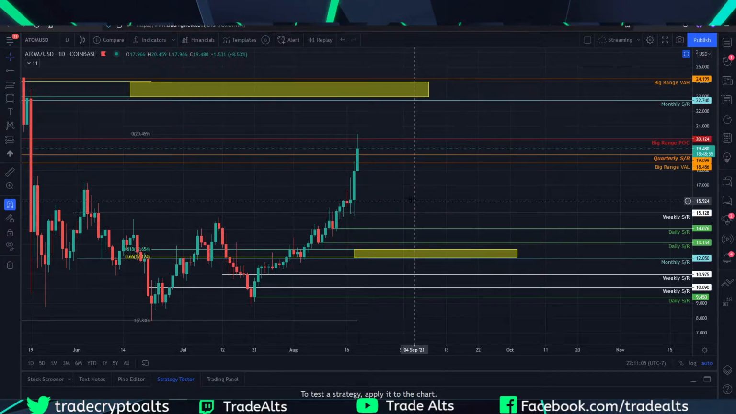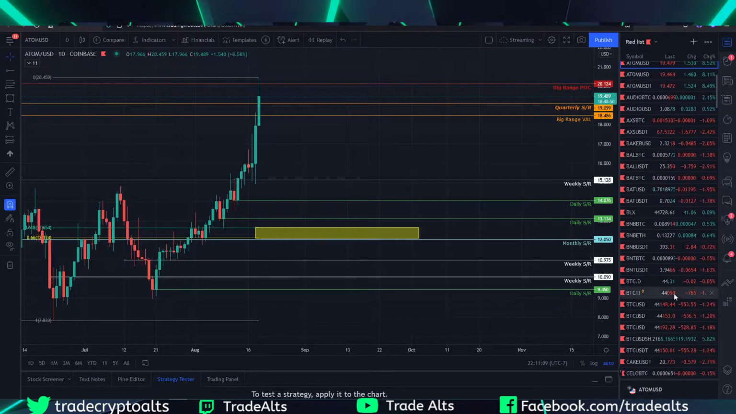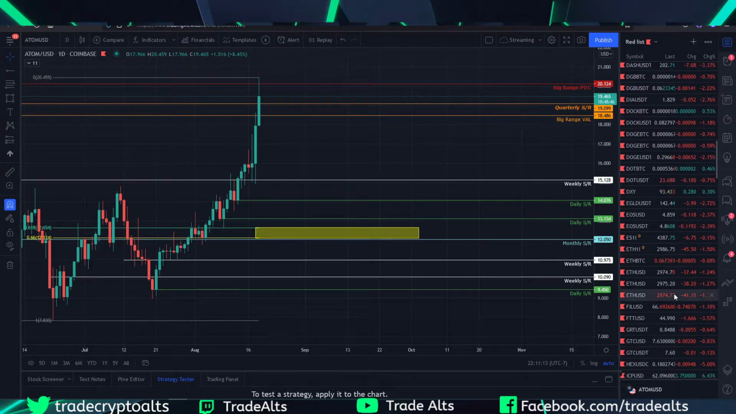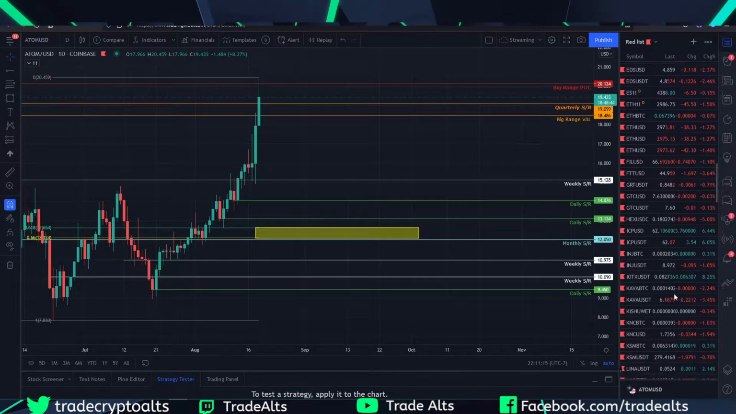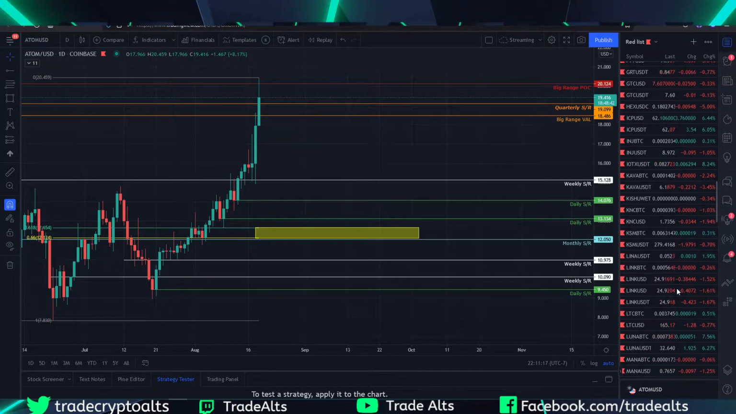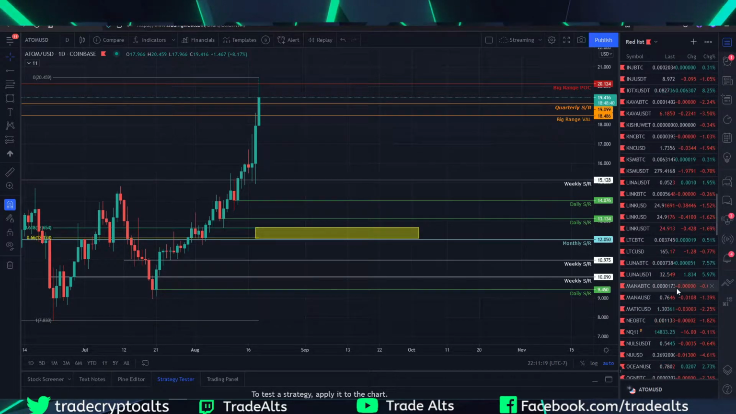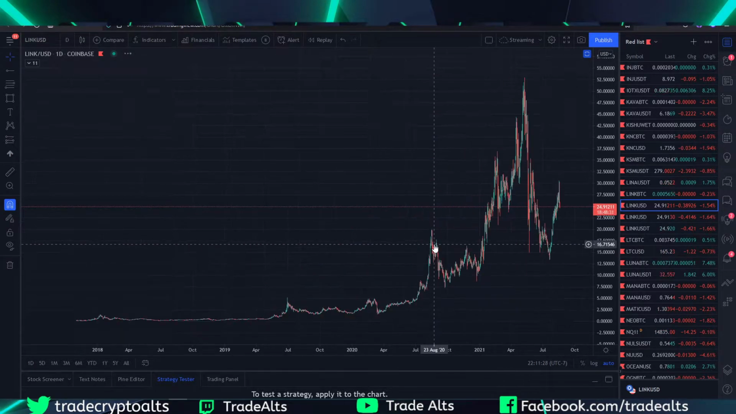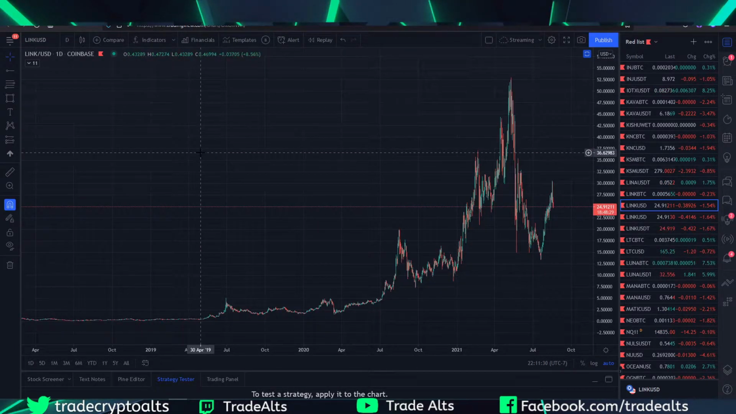I spent a lot of time talking about it, but I thought it was important, again, to break down levels. So let's get into a different chart. Let's just pick one I haven't seen in a really long time. Link. We can look at Link. I haven't looked at Link in a little while, I don't think. Yeah, we'll take a look at Link.